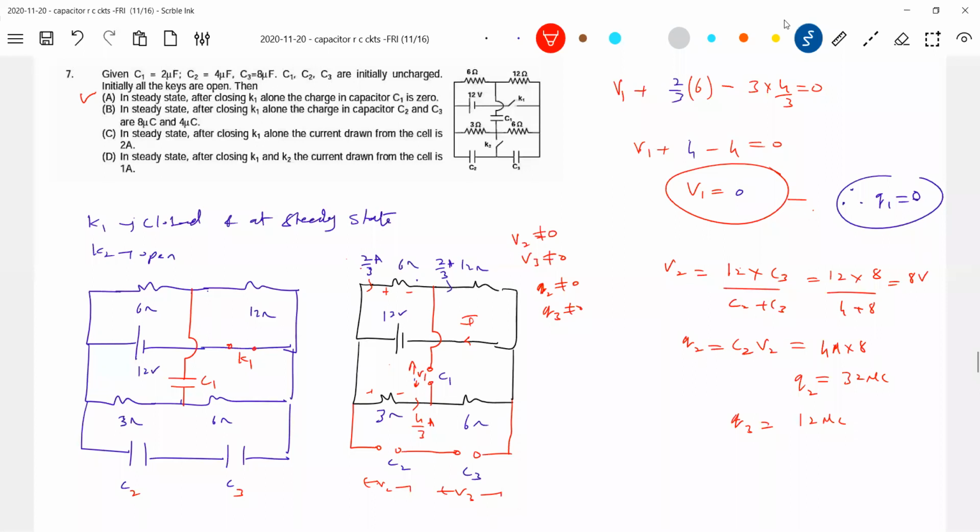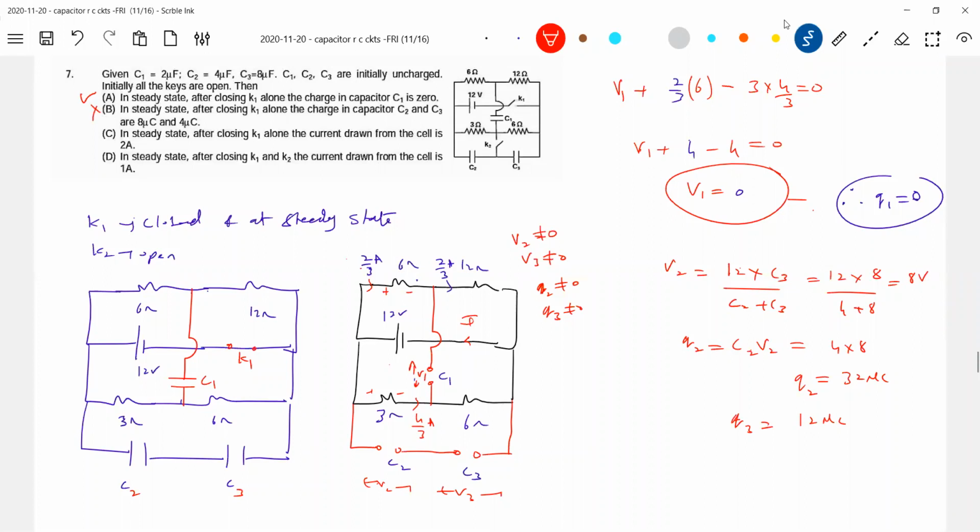What about B? Check calculation. 12 into C3, okay, C3 is how much? 8 by 4 plus 8, 8 volt. 8 volt means, okay, this is C3 into V3. C3 is how much? 8. This will be 4 only. So option B is not there.